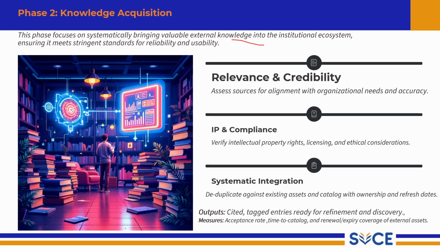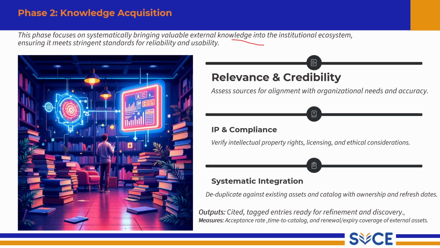Here, number one is the relevance and credibility. Assess the source for alignment with the organizational needs and accuracy. So, here the institution checks whether the knowledge truly fits its goal, whether the source is trustworthy. And second one is IP and compliance. So IP and compliance verify the intellectual property rights, licensing and ethical considerations. So this ensures the knowledge is legally and ethically safe to use, avoiding copyright issues, licensing problems and so on.